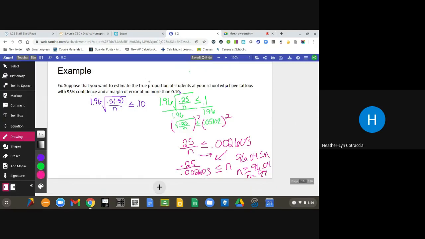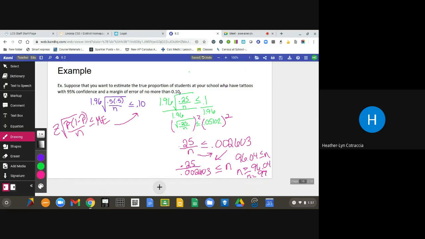So suppose that you want to estimate the true proportion of students at your school who have tattoos with a 95% confidence and a margin of error of no more than 10%. So on that previous slide, we saw that it is z times the square root of p hat times 1 minus p hat all over n, and that has to be less than or equal to the margin of error. Now it tells you your margin of error of no more than 0.1. So there's my margin of error. It had told me nothing about the p hat and the 1 minus p hat. So if you read through that, there's nothing about that. So I assumed 0.5. N is what I'm going to be solving for.